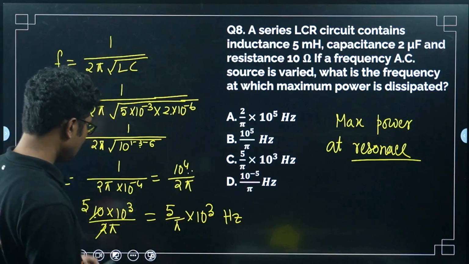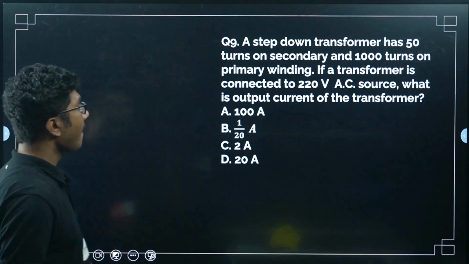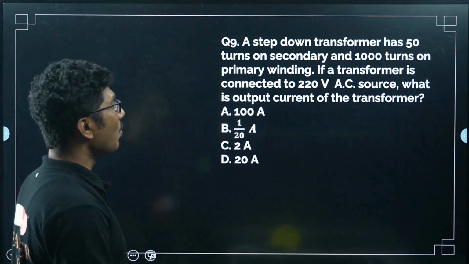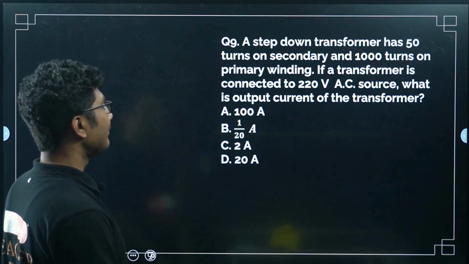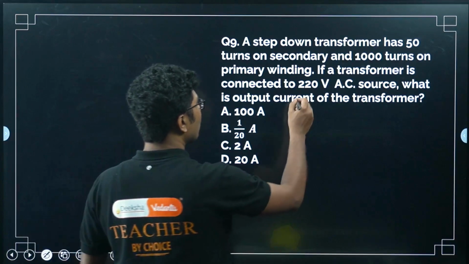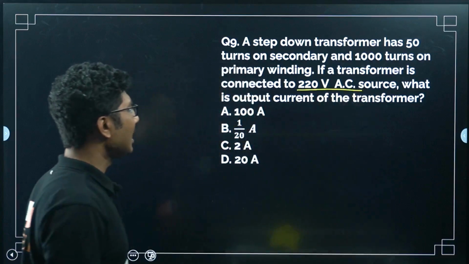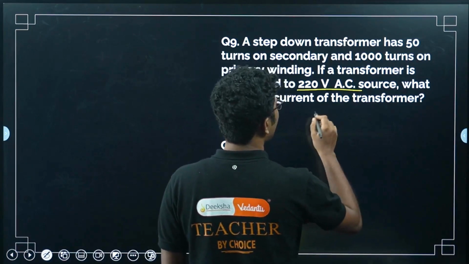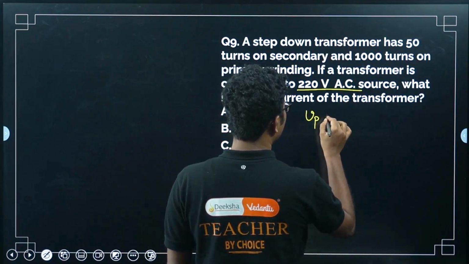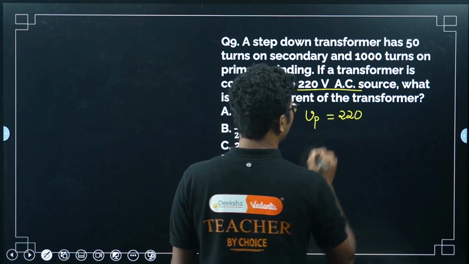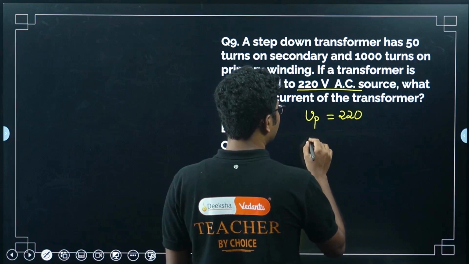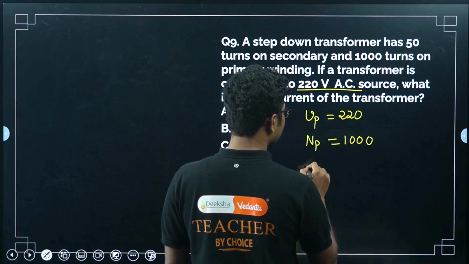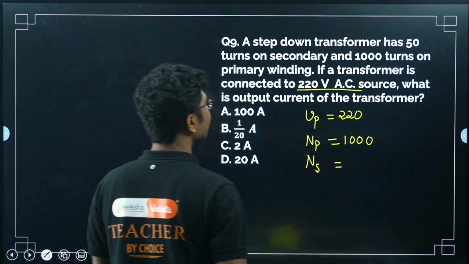Now let's move on to the next problem. A step-down transformer has 50 turns on the secondary and 1000 turns on the primary winding. If the transformer is connected to a 220 volt AC source, what is the output current of the transformer? So what is given? Given is the primary voltage, 220 volt. Turns of the primary is 1000, turns of the secondary is 50.